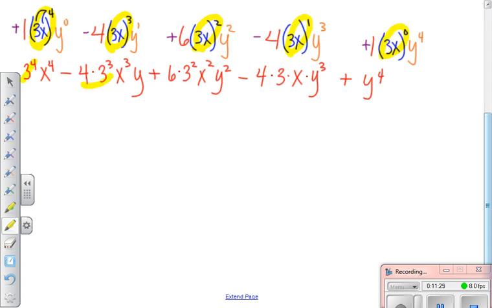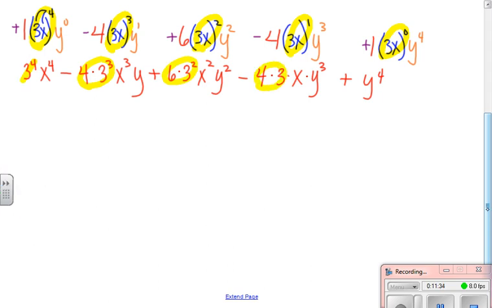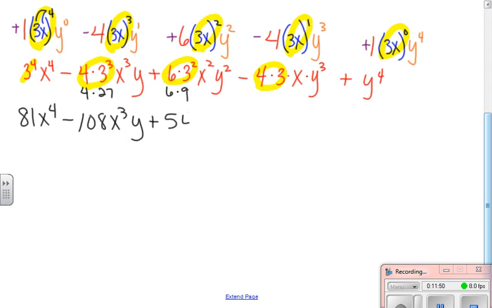So now I need to go through and do the resulting multiplications. So I have 3 to the fourth is 81 x to the fourth minus 4 times 27, which is 108 x to the third y, plus 6 times 9, 54 x squared y squared, minus 12 xy cubed, plus y to the fourth. Takes one more step, but is still significantly easier than doing it the long way.